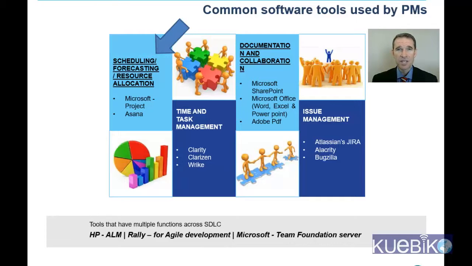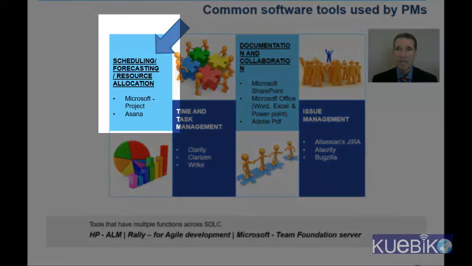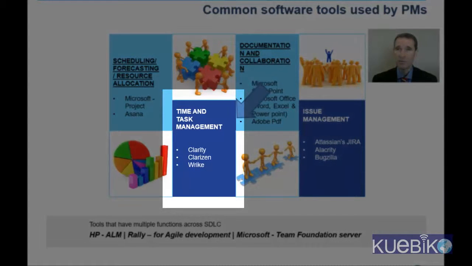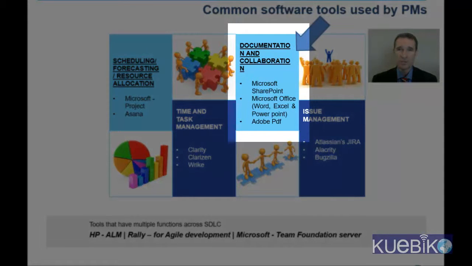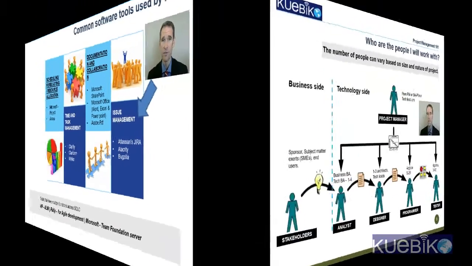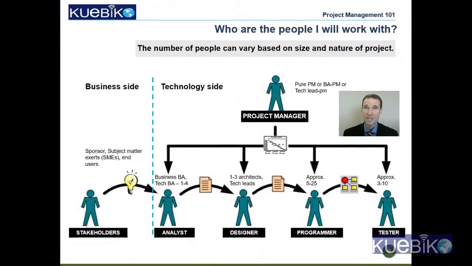Main types of tools are scheduling and forecasting tools like Microsoft Project. Sometimes Excel is also used for laying out project plans and project reports. There are end-to-end time and task management tools like Clarity, which take care of everything from project financials, resource allocations, timesheets, and associated reporting. There are documentation and collaboration tools like Microsoft SharePoint or Office, where you can store documents in a central place. For day-to-day issue management, you might be using a tool called Jira or Alacrity. And finally, if you're using Agile style development, then the entire lifecycle might be maintained in tools like Rally or Team Foundation Server.